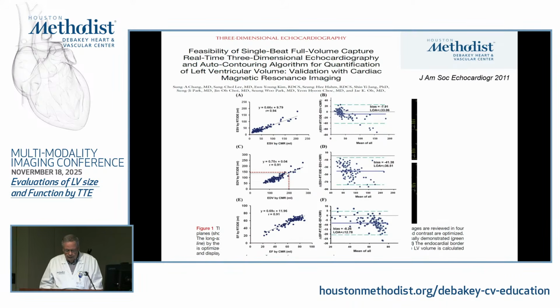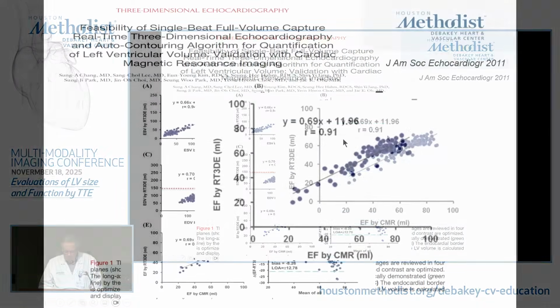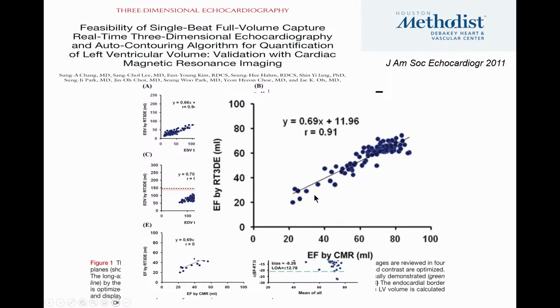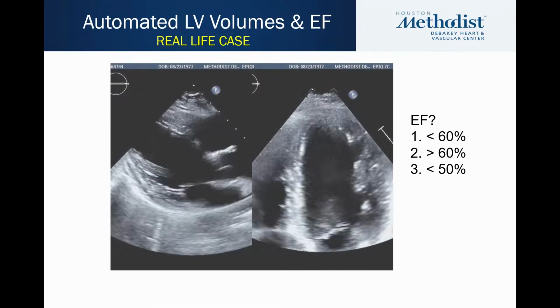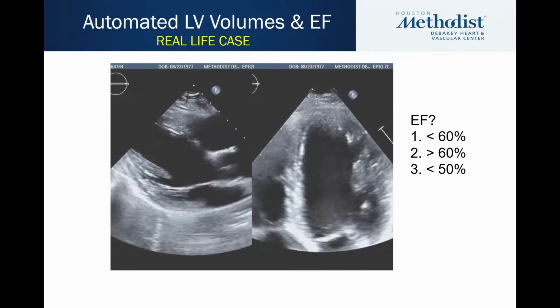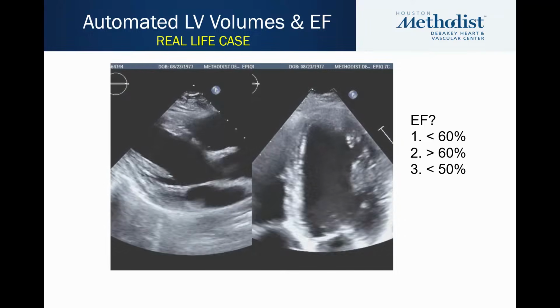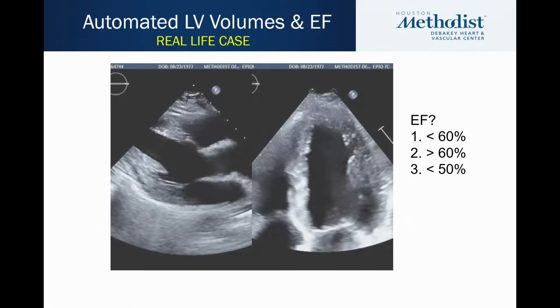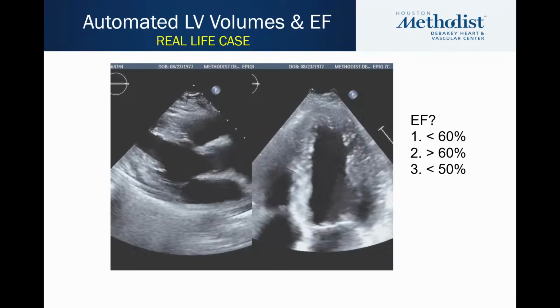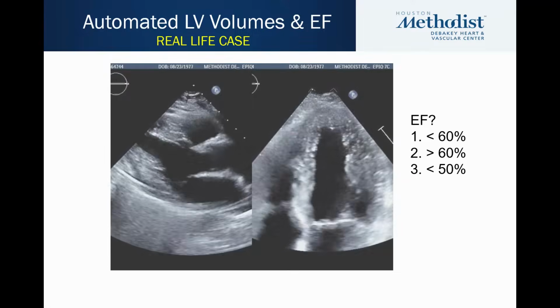And these are some data with this type of newer technology, where you can see a lot tighter relation of the EF with CMR. But this is real life. So just to emphasize what I just said, this is a very nice quality study, okay? I'm assuming everybody here is going to say that this EF is over 60.